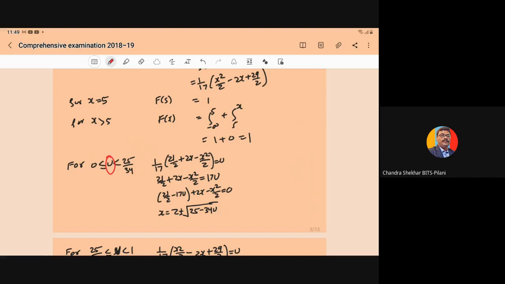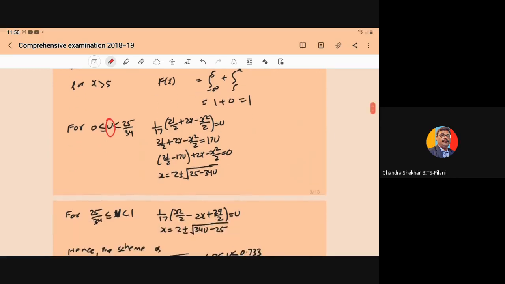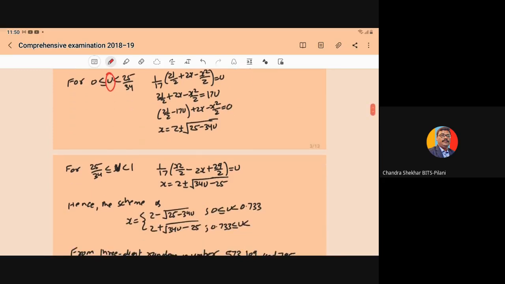So 1 upon 17 (21 by 2 + 2x − x square by 2) is equal to u. That will become the quadratic equation, and we can get the roots as x is equal to 2 plus minus root of 25 minus 34 into u. For the range of u between 25 upon 34 to 1, we have 1 upon 17 (x square by 2 minus 2x plus 29 by 2) is equal to u. This will give you root as x is equal to 2 plus minus root of 34u minus 25.